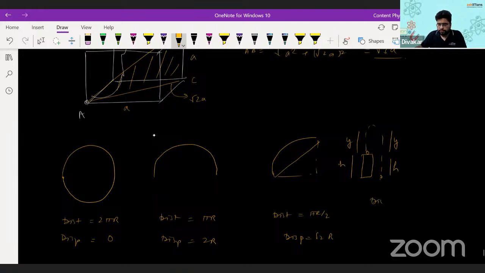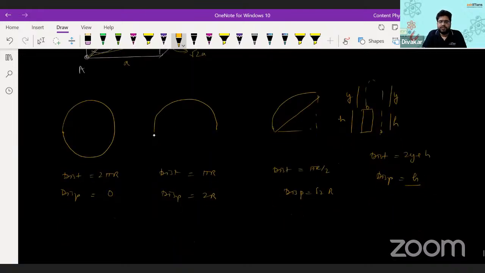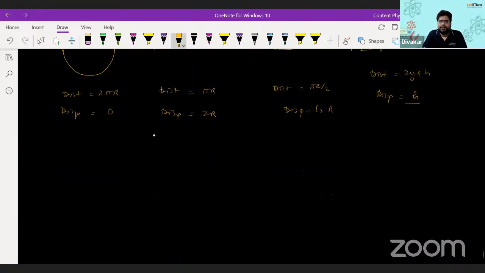So if I ask you here, what is the distance? You will say 2y plus h. And if I ask you what is the displacement, you can simply say h. So these are the few cases in which you can find out what is the distance covered and what is the displacement covered.